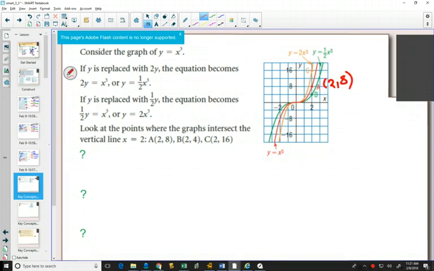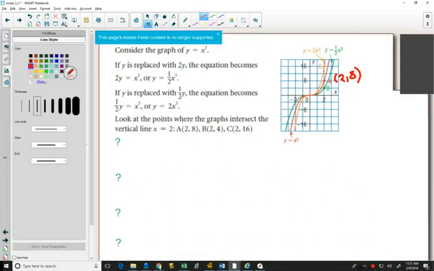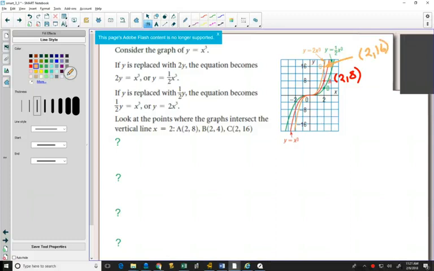When you stretch it vertically, I have an orange pen? Yes, I have an orange pen. When you stretch it vertically, that point becomes (2, 16). You've multiplied the y coordinate by 2. And on our green graph, when you multiplied your y coordinate by 1/2, it becomes (2, 4).